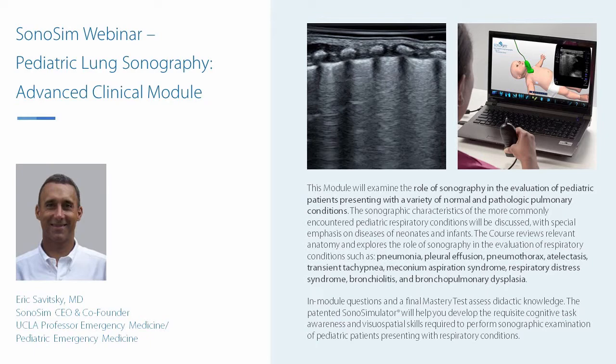Now it's my pleasure to introduce Dr. Eric Savitsky, Professor of Emergency Medicine and Pediatric Emergency Medicine at the University of California, Los Angeles. Dr. Savitsky will discuss sonographic characteristics of the more commonly encountered pediatric respiratory conditions, with special emphasis on diseases of neonates and infants.